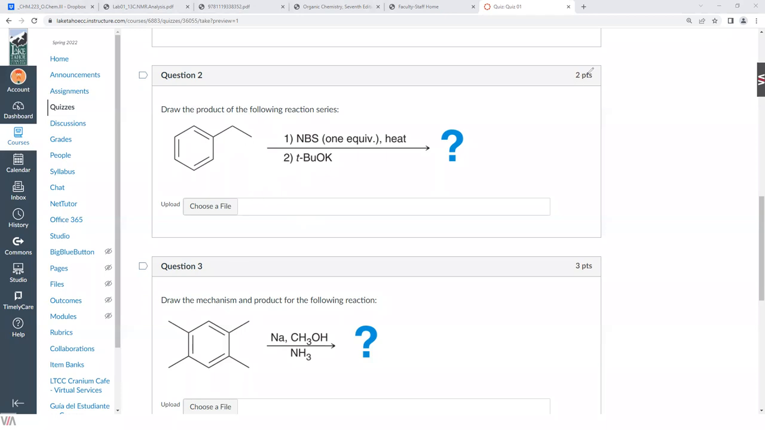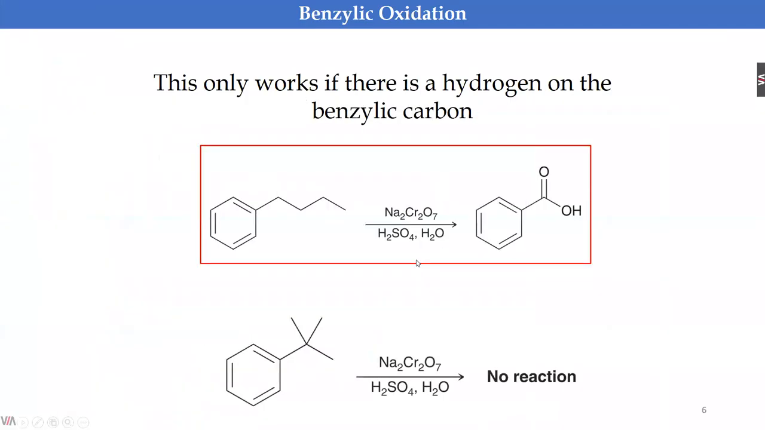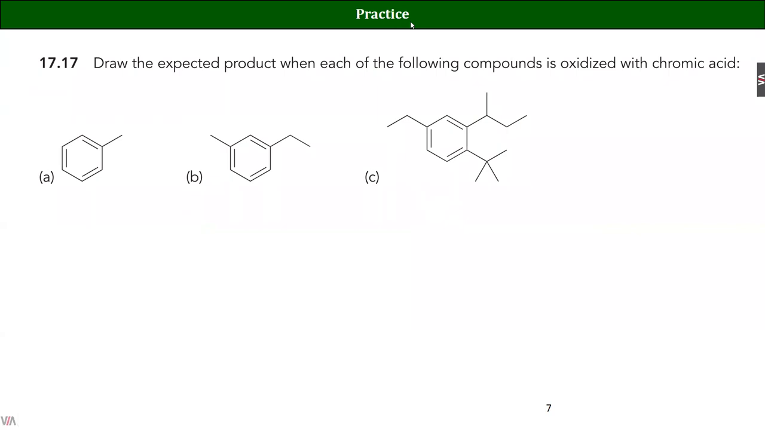And then the Birch reduction is classic, but we'll get to that in more detail in a second.